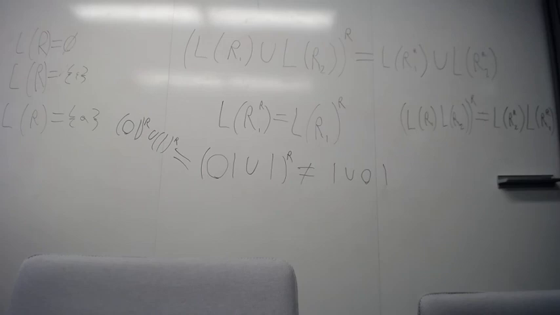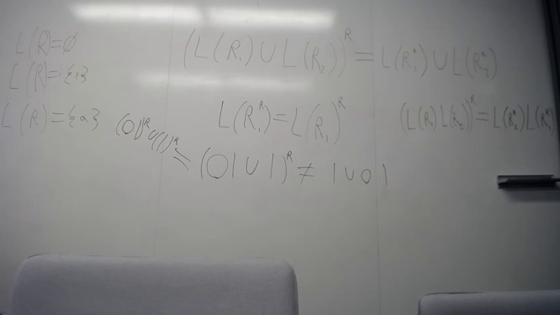So in point 5, the concatenation of two languages derived from regular expressions is the language defined by every string in both of them concatenated together. So the language of R, if R equals R1 concatenated with R2, is the language of R1 concatenated to the language of R2.